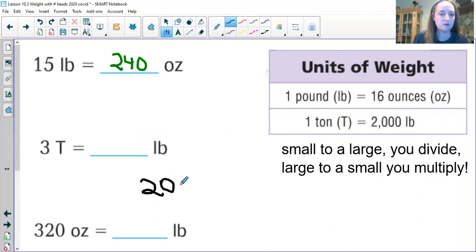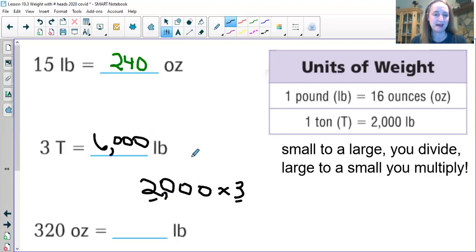If you said 3, you are right. Now again, I'm sorry for how my writing looks, but remember I'm writing with a mouse here, so it's a little difficult. All right, so we have 2,000 times 3, and if you look at your basic fact right there, I see 2 times 3 is 6, and then I just count up my zeros. 1, 2, 3, put them down, and your product, because we're multiplying, would be 6,000 pounds.